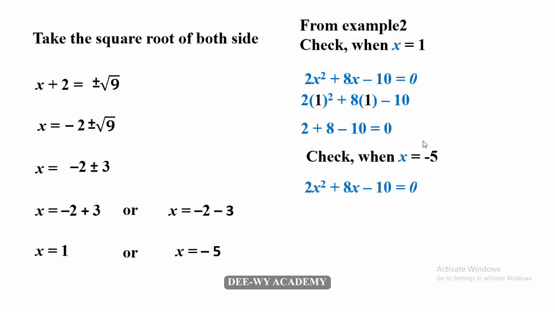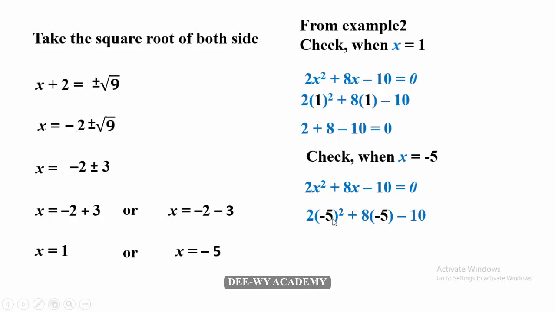And the equation is 2x squared plus 8x minus 10 is equal to 0. If we substitute x is equal to minus 5 into the equation, we have 2 times minus 5 squared plus 8 times minus 5 minus 10. It's expected that if we solve this, we should have 0. If we have 0, it means that our answer satisfies the equation, which is correct.